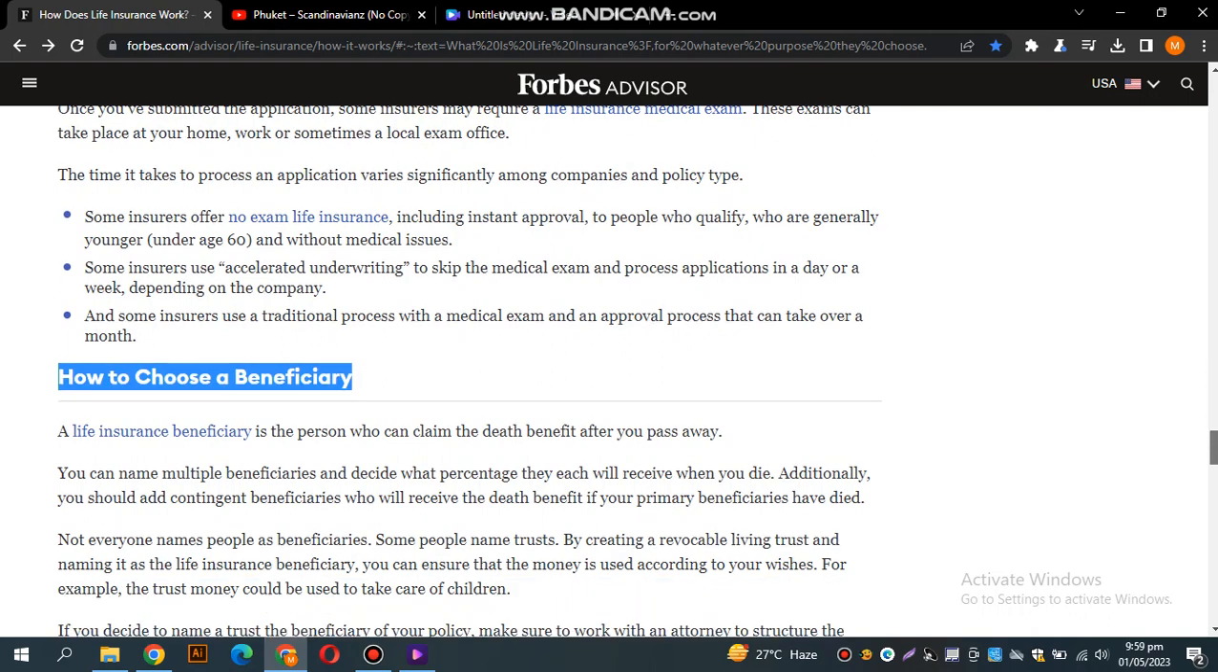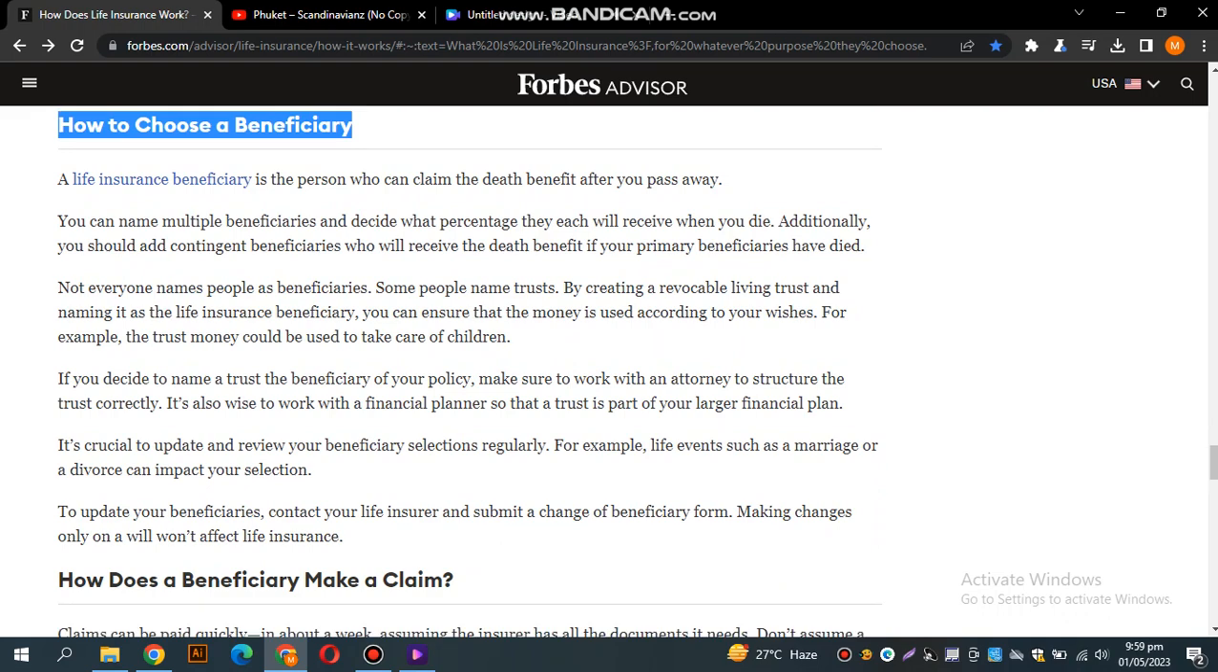A life insurance beneficiary is the person who can claim the death benefit after you pass away. You can name multiple beneficiaries and decide what percentage they each will receive when you die. Additionally, you should add contingent beneficiaries who will receive the death benefit if your primary beneficiaries have died. Not everyone names people as beneficiaries.